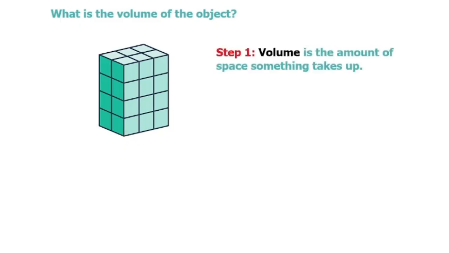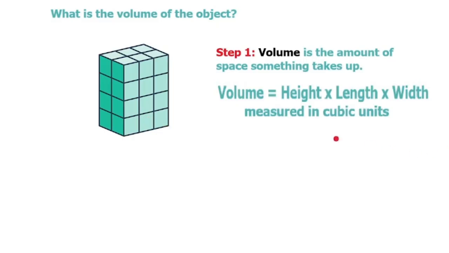The first thing to do is to understand what volume means. Volume is the amount of space something takes up. So this shape takes up this amount of space. So how do you calculate that in terms of units? And you could see here it's cut up into little cubes, right? So volume equals the height times the length times the width, measured in cubic units.